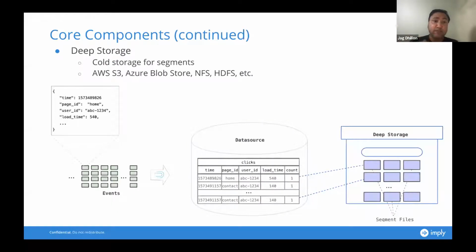And then within Druid, we have something called deep storage, where all the segments from the data that you have indexed are kept. These segments are stored in cold storage because, as you can imagine, the amount of data just grows and you want to make sure it's cost effective. So you can use cheap storage like S3 or Azure Blob Storage or HDFS, or even network file storage if you're using an on-prem solution to maintain this data.